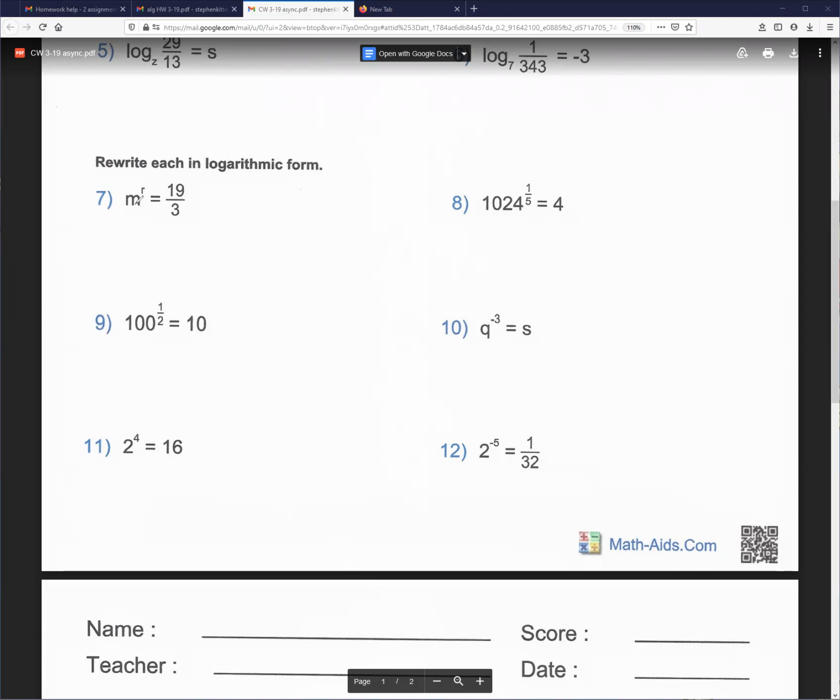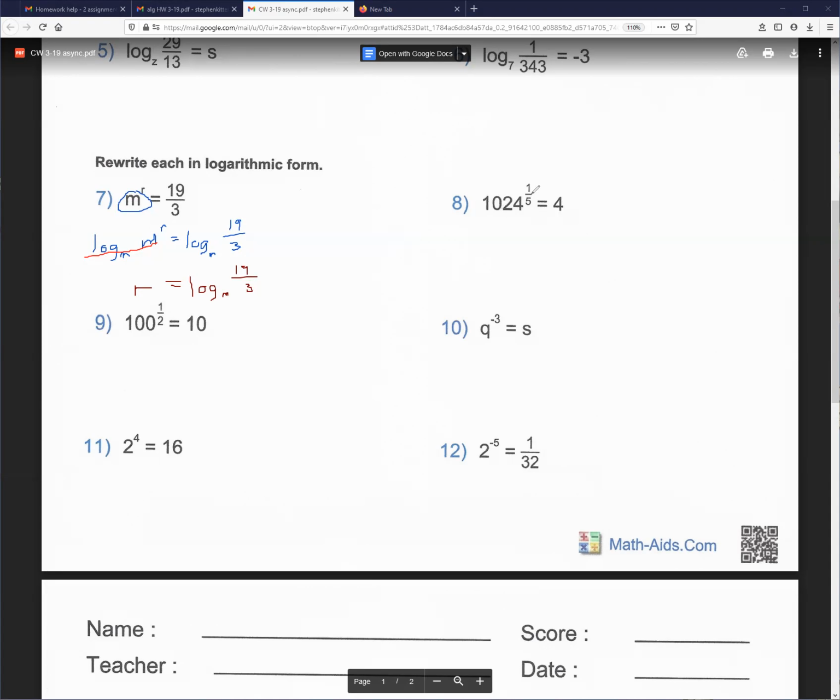What is the base of our exponent? M. So what do we need to do? We need to do log base m of the left side equals log base m of the right side. One of the most fundamental precepts of algebra: you do whatever you want to one side as long as you do it to the other. And the log base m of m to the r will cancel out. And so we're left with r equals log base m of 19/3.